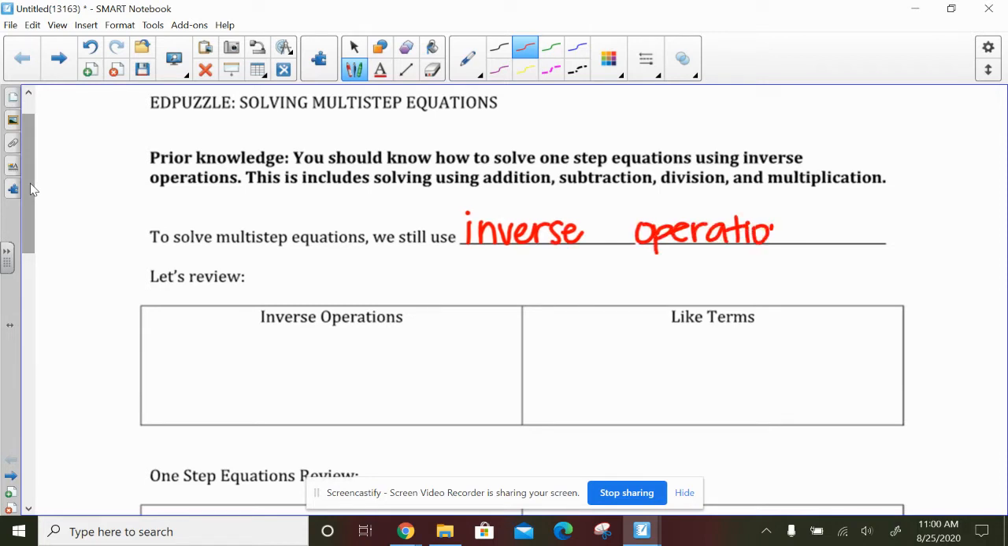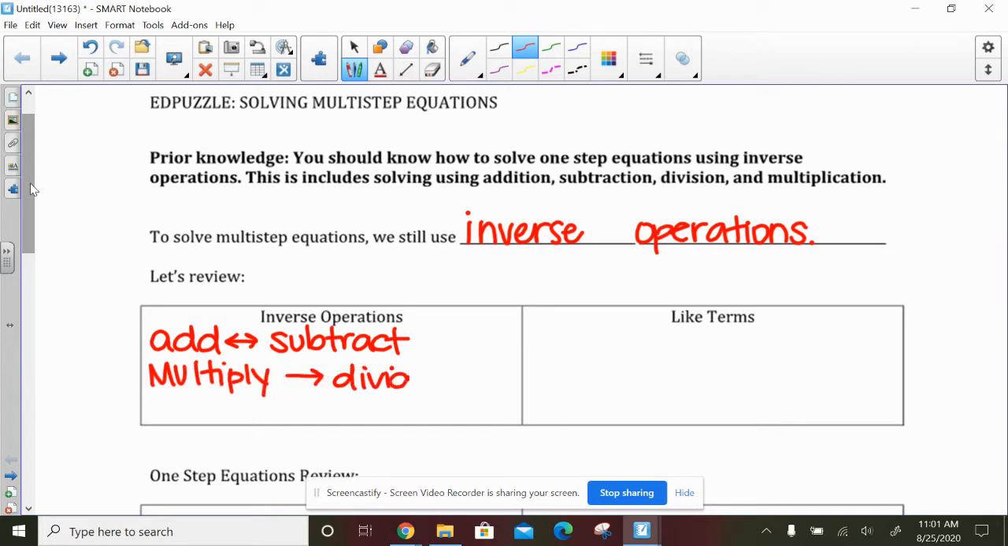All right, inverse operations are just the opposite of one another. So for example, the inverse operation of adding is to subtract and vice versa. So the inverse operation of subtract would be to add. So that little double arrow means it works both ways. The inverse operation for multiply would be divide. And then the inverse operation for divide would be to multiply. So it can also go both directions.